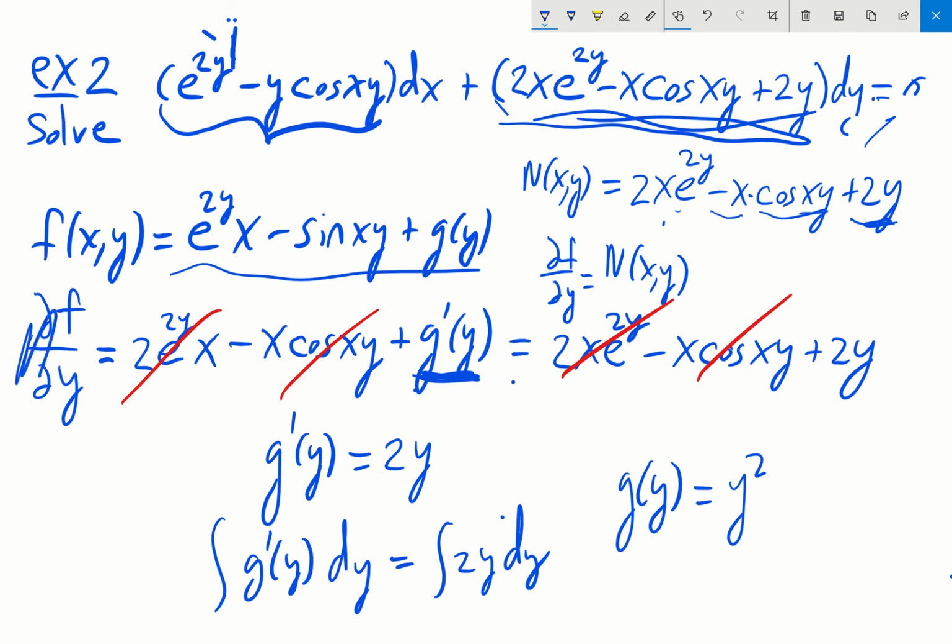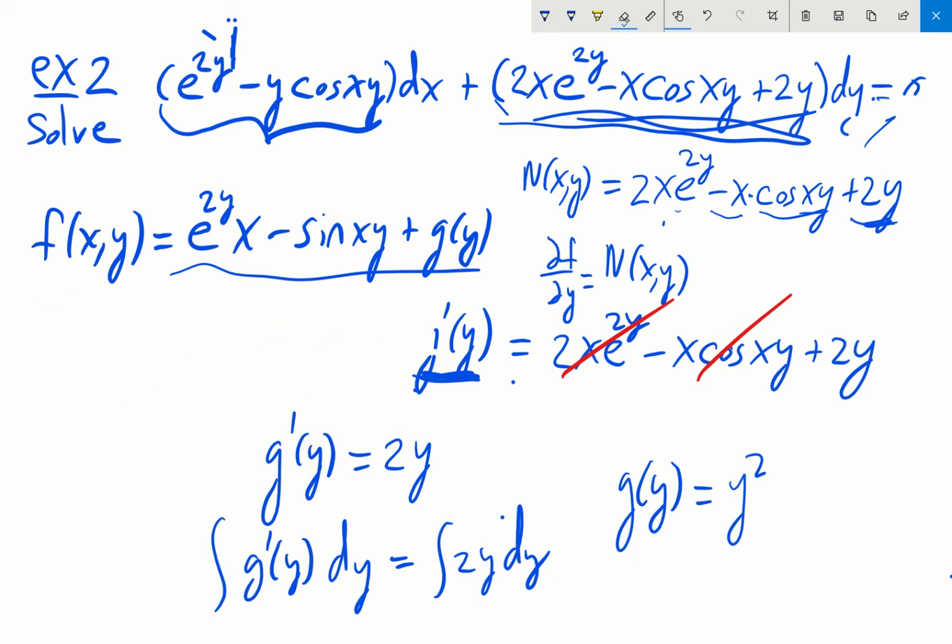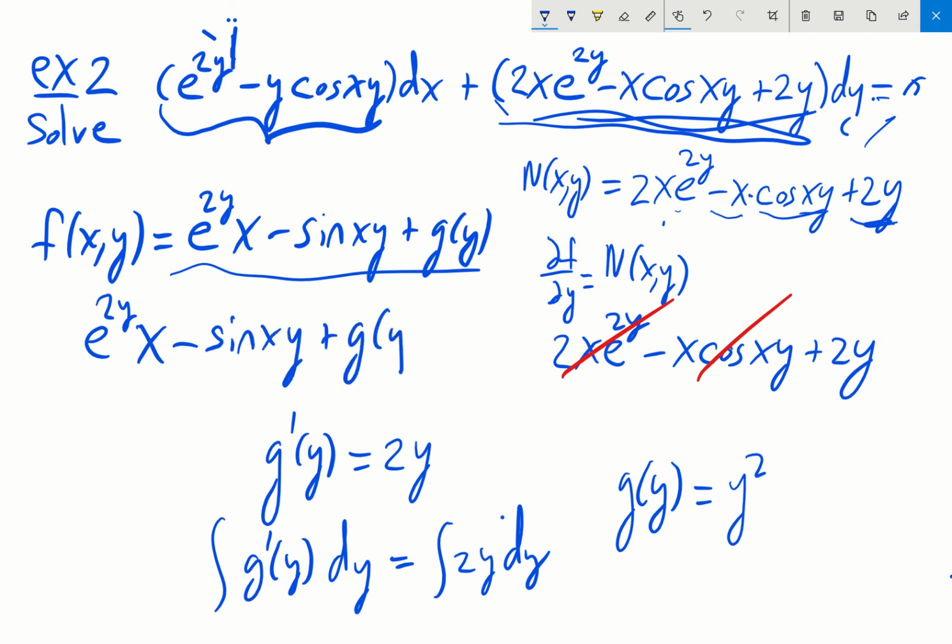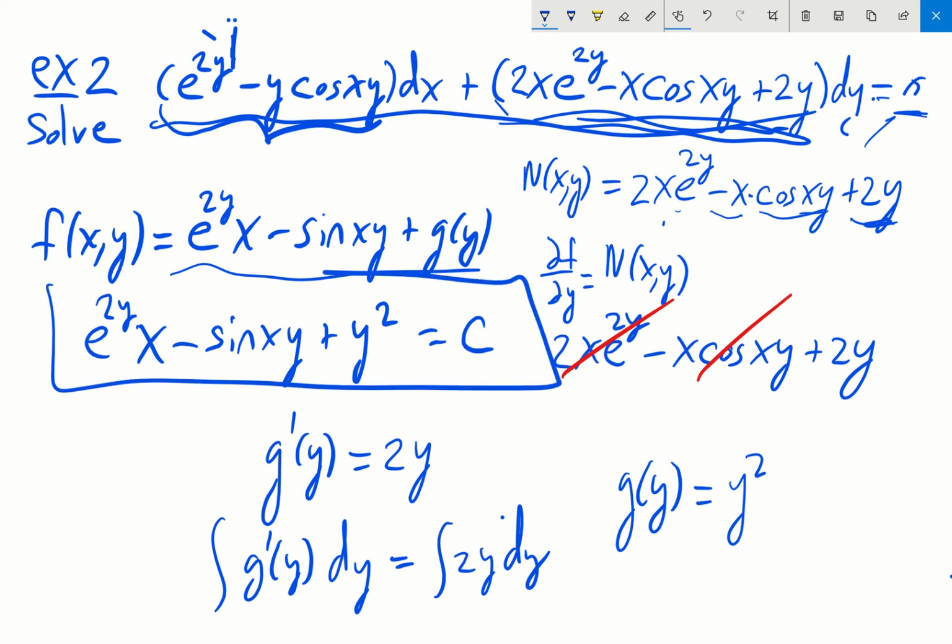So now we know the function f entirely. The function f was e to the 2y x minus the sine of xy plus g of y, which we solved for explicitly. That's going to be y squared. And again, if you look at this original differential, we knew that the differential of f was 0, so that meant that the function f of x comma y must have been equal to a constant. And so that's our solution for this differential equation.